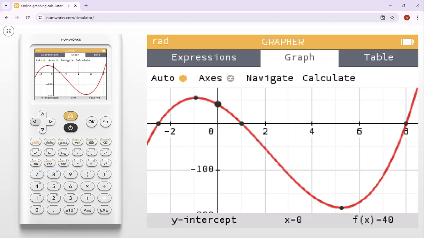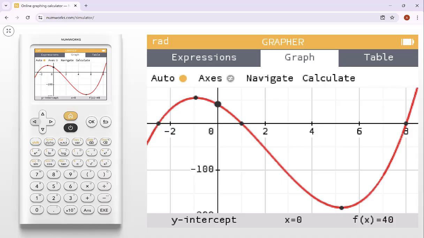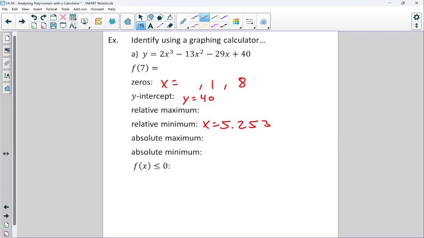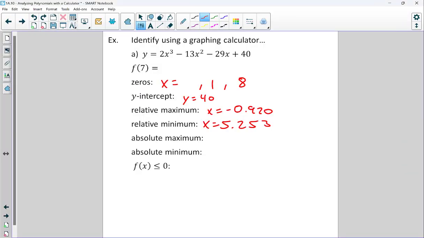Y-intercept should be 40. Yes, it is. F of x equals 40. So the y-intercept is 40. And I have a maximum at negative 0.920. I've got a final x-intercept that looks like negative 2.5. It is negative 2.5. Let's go ahead and evaluate f of 7.